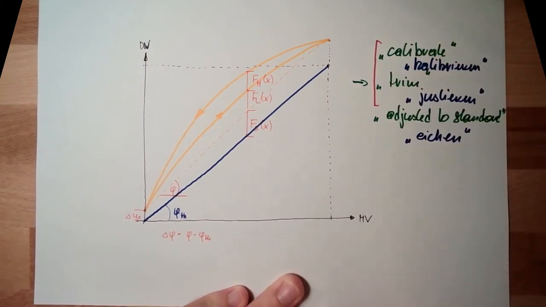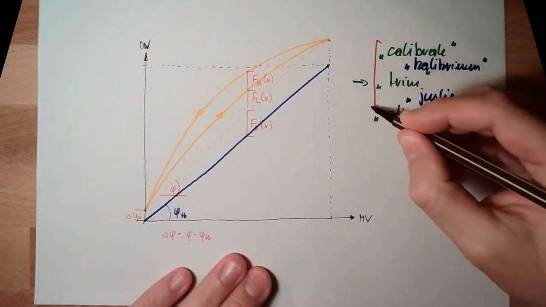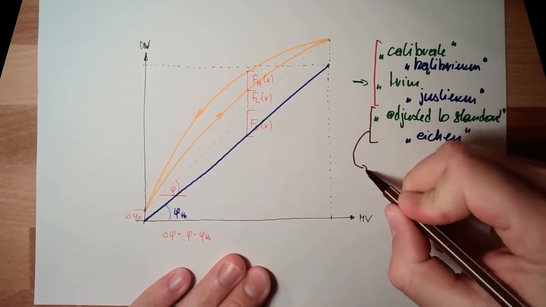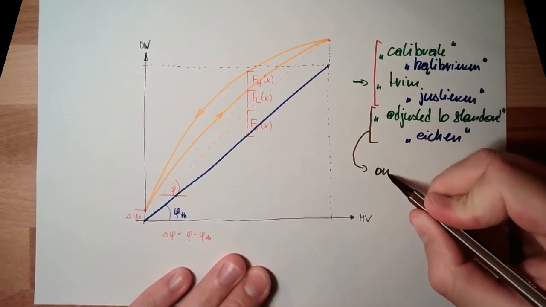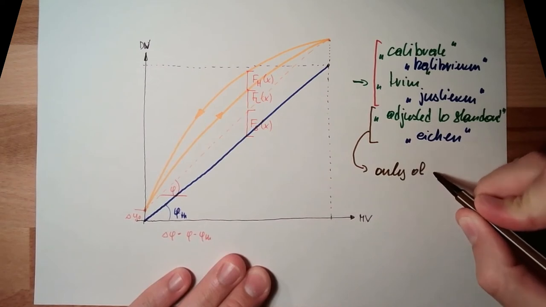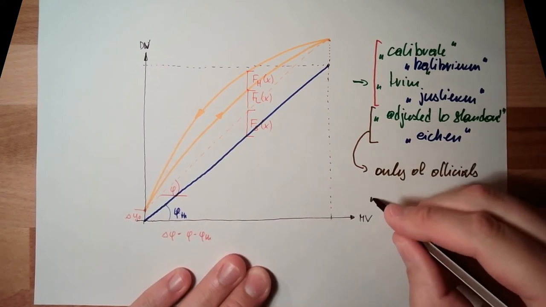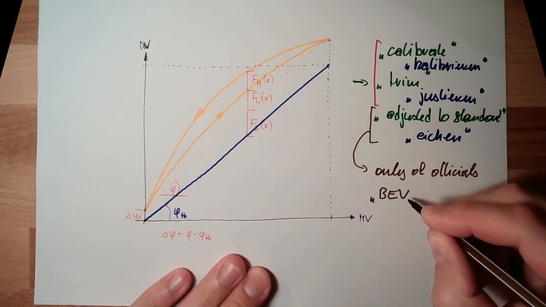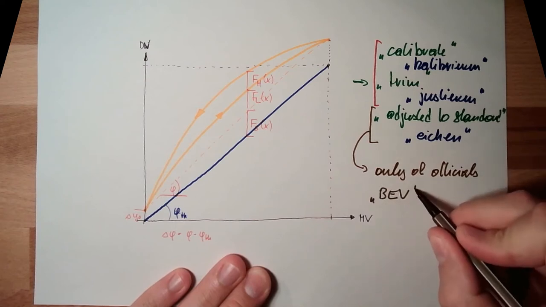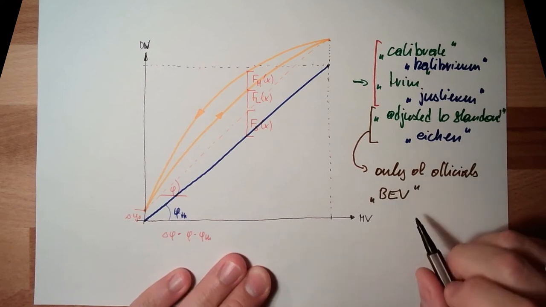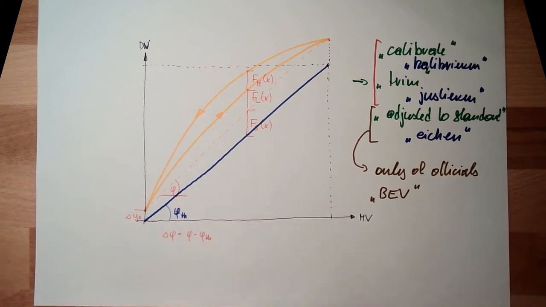This one can be done by trained people. Okay. This one, brown color, this one, at least in Austria, this is only of officials. In Austria, it's called BEV, Bundeseichenvermessungsamt. Okay, Bundeseichenvermessungsamt may Eich adjust to standard.